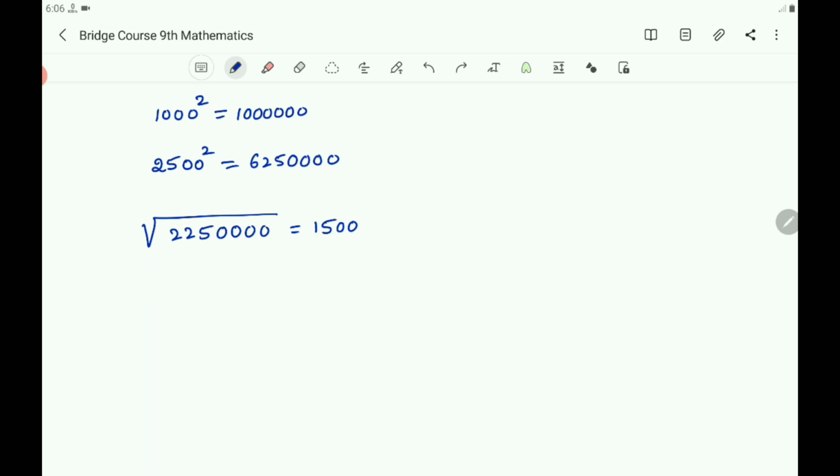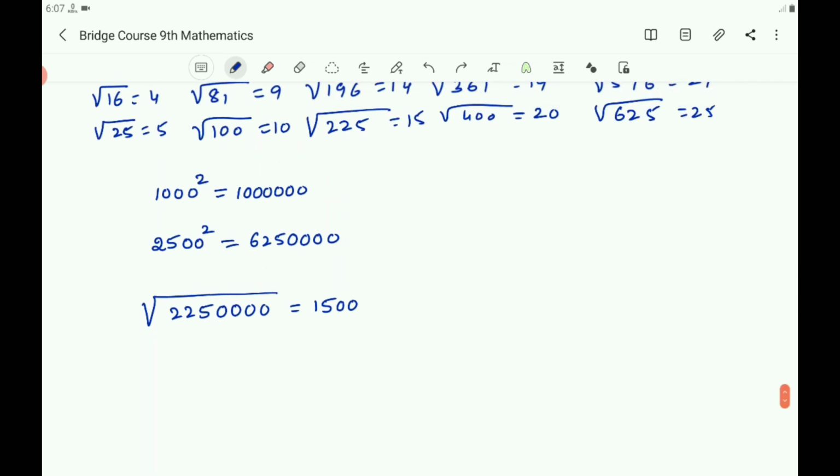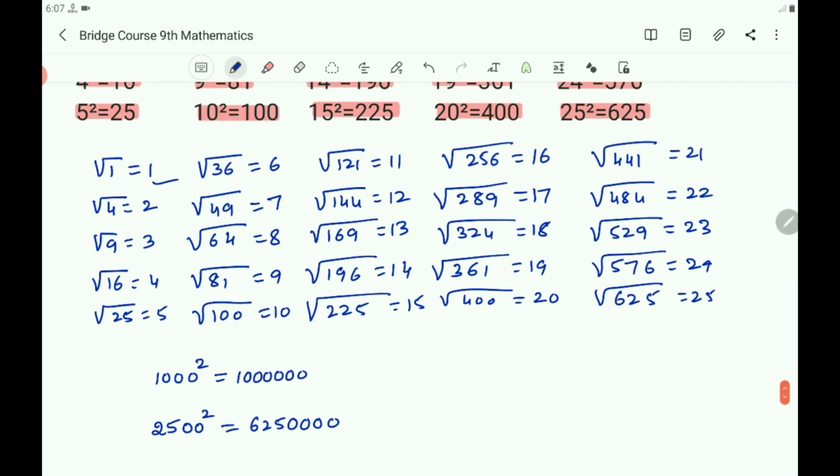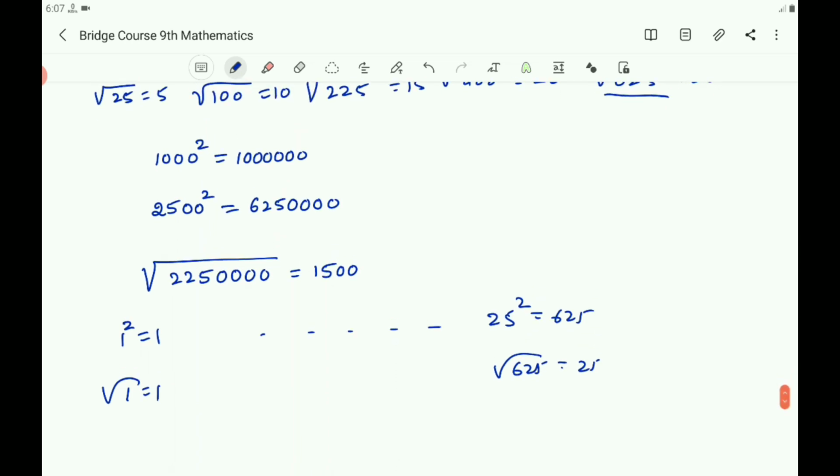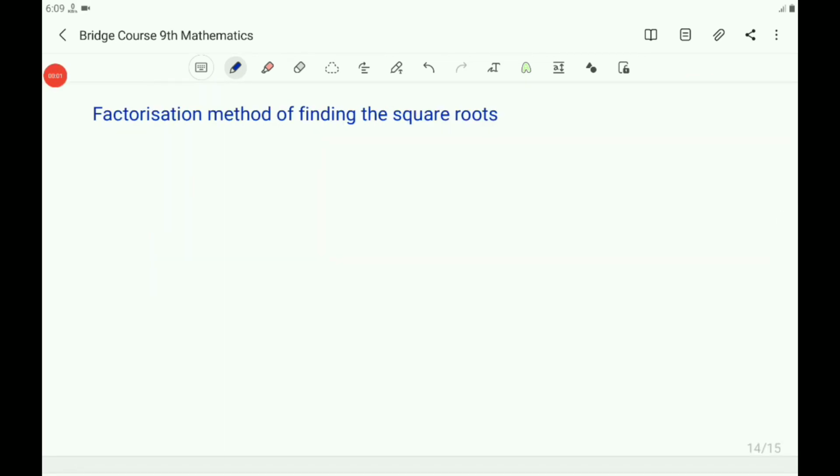So it is better to know the squares and square roots. It is squares of the numbers from 1 to 25 and square roots of the numbers from 1 to 625. So if you memorize 1 square equals 1 to 25 square equals 625, and also square root of 1 equals 1 to square root of 625 equals 25, or more also you can learn, you can memorize, that you can make use in finding the square roots of the bigger numbers, that is in relation with the number of zeros.